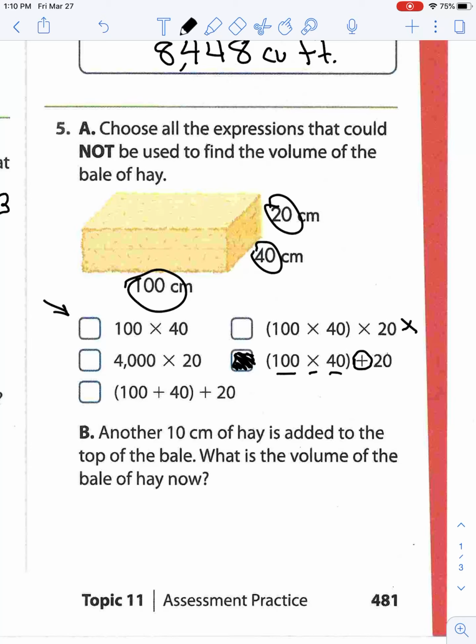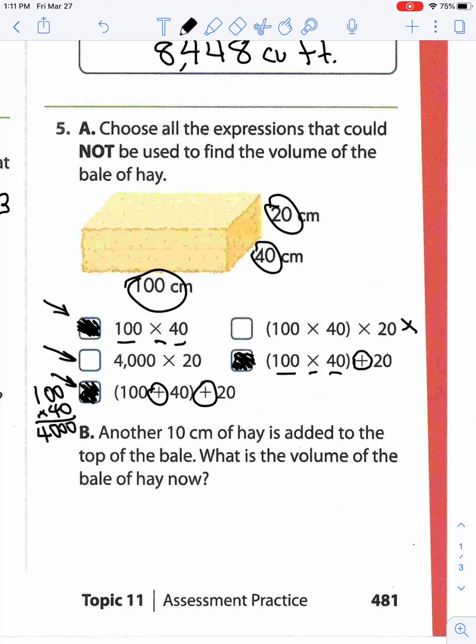Back over here, we have 100 times 40. Well, we got to multiply it by 20 also. So that's not going to work. Ooh, this one's good. They did a base times height. 4,000 is 100 times 40. 4 with 3 zeros. So that will work, so don't check it. This one, however, 100 plus 40 plus 20, no, that's not going to work. So those 3 should have been checked.